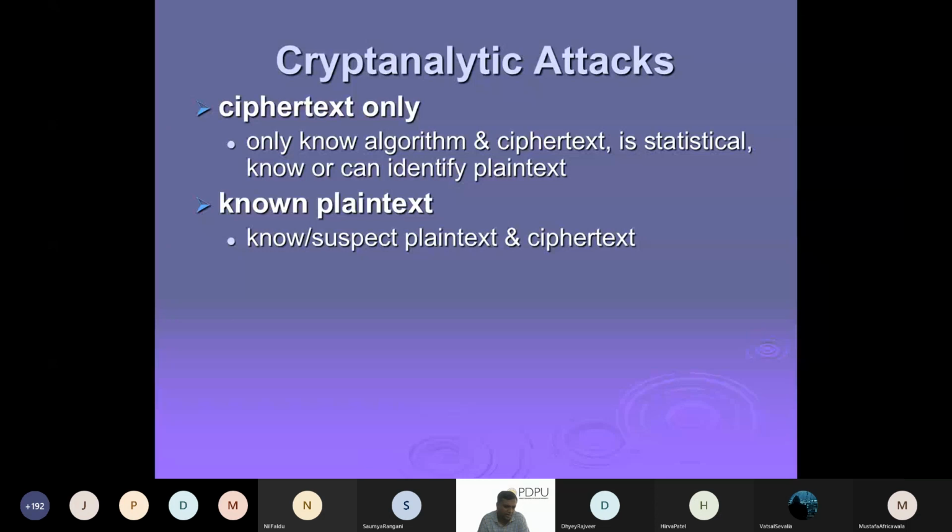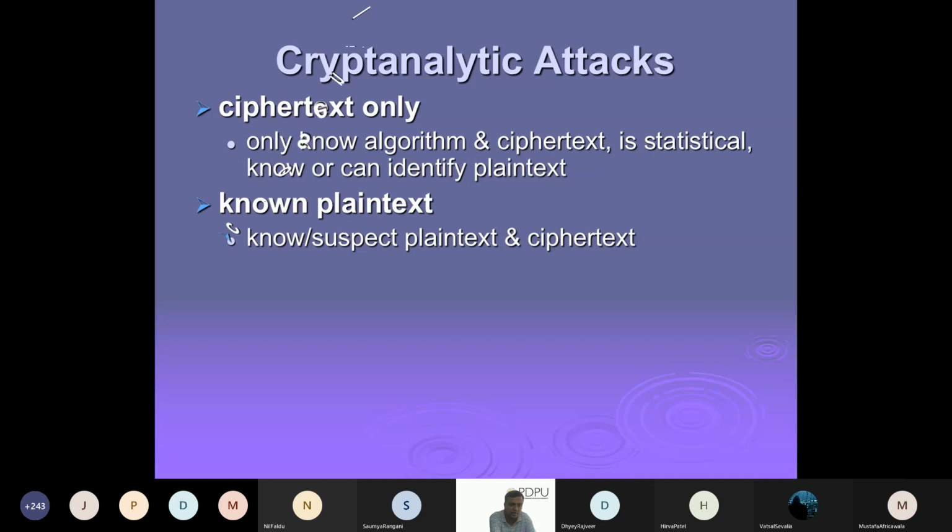Does anyone know the movie? The Imitation Game. Okay, yeah, that is correct. The Imitation Game. That was a movie made on that, in which the hero is preparing a machine, and on that machine they put in a plain text and a ciphertext, and try to break it using the machine.